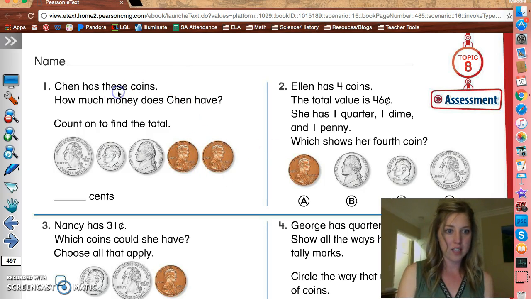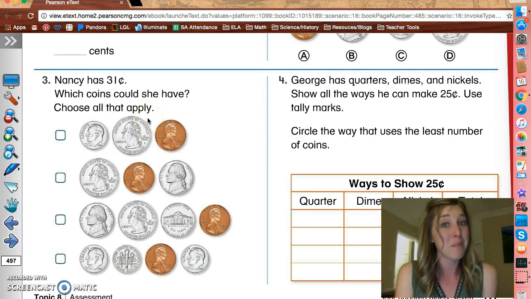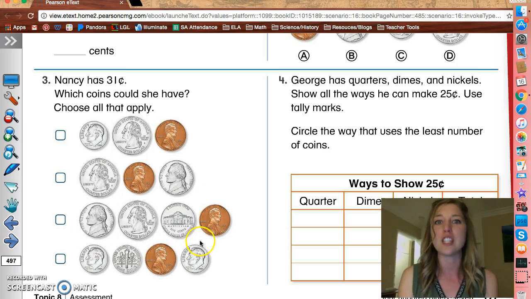Number 3, Nancy has 31 cents. Which coins could she have? Choose all that apply. So there might be more than one answer. So you need to check all of them. Not check each box, but check to see if it equals 31 cents to see which combinations of coins she could have, possibly. You can pause and work on that one.